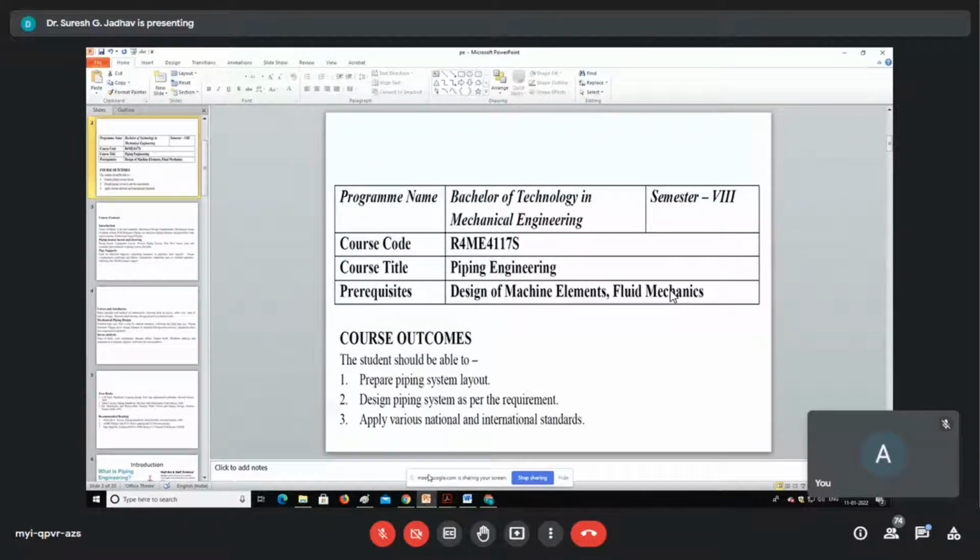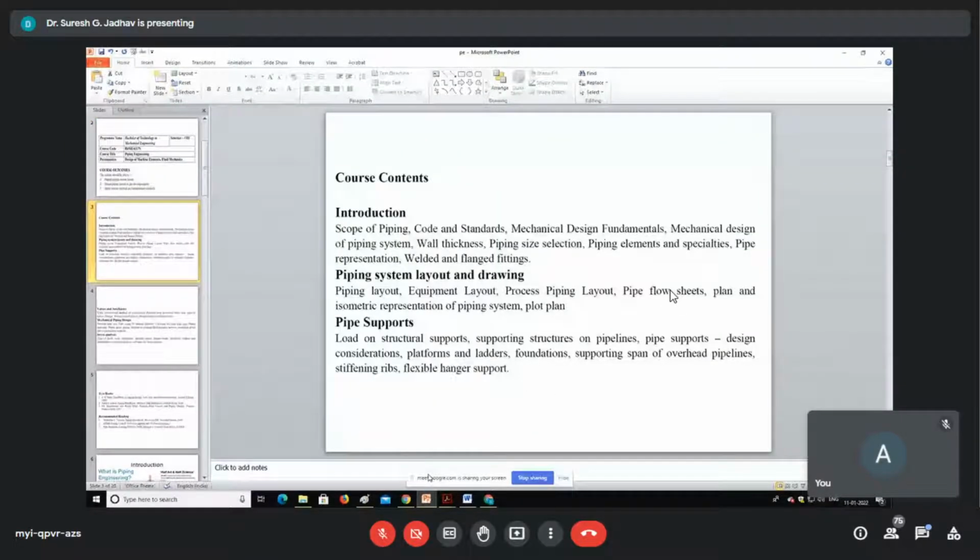The second course outcome is piping systems as per requirement. And third, apply various national and international standards and codes. Based on that, we can consider the course outcomes. Now, course contents. There are 6 topics or 6 modules in this subject.